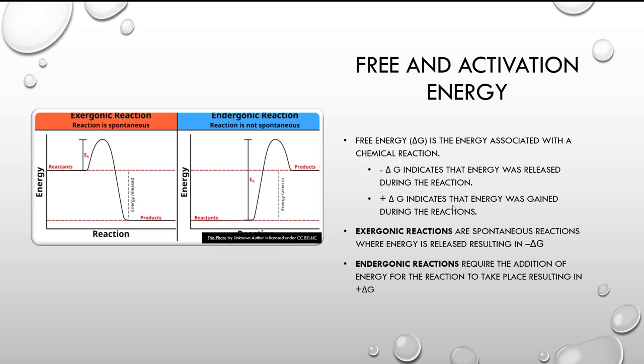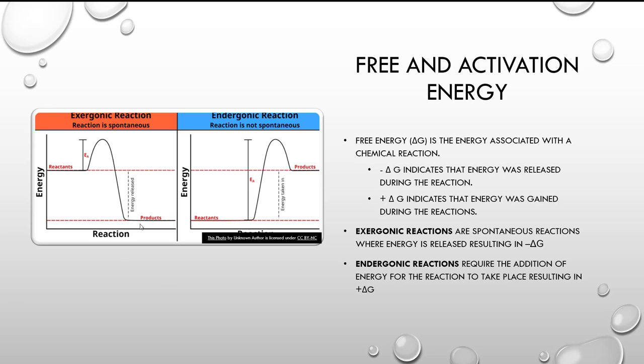If you see positive delta G, that means that energy was gained during the reaction. So this can help us determine if the reaction is spontaneous or not. If energy was released, that means it was a spontaneous reaction. So that means it's what we call an exergonic reaction. An exergonic reaction is a spontaneous reaction, where energy is released, resulting in that negative free energy.